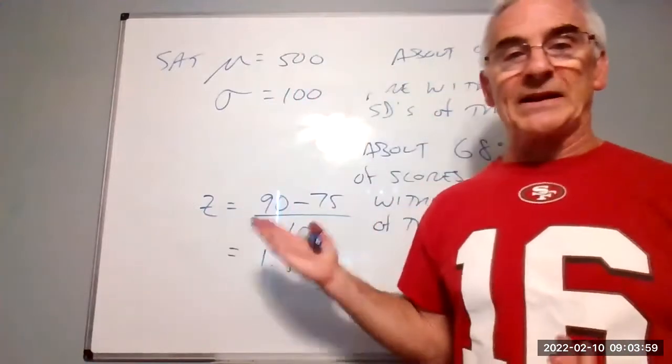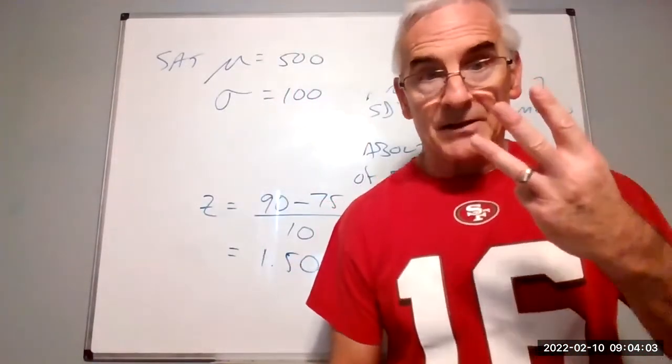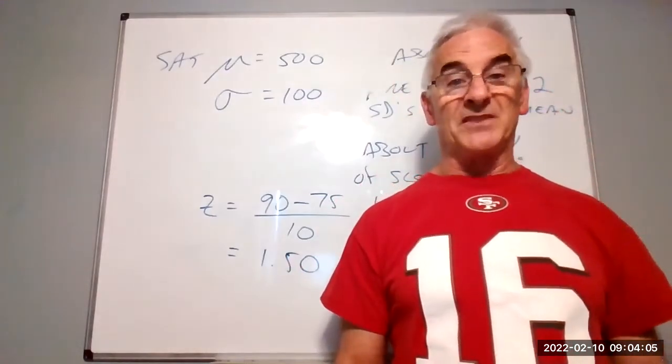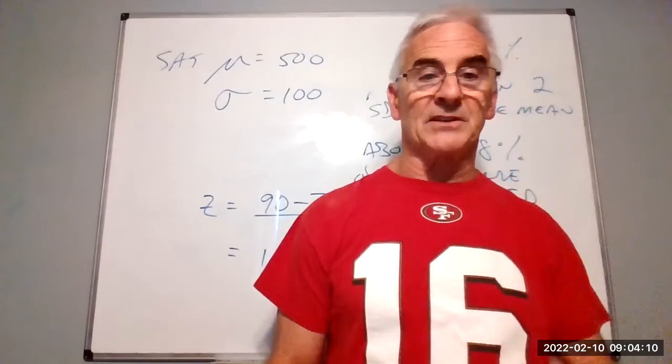So an SAT is a great example of a Z-score. The score of 800 would be a Z-score of exactly 3. A score of 700 would be a Z-score of exactly 2, and so on. A score below 500 would present a negative Z-score.